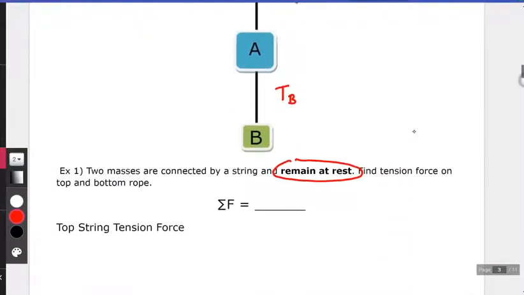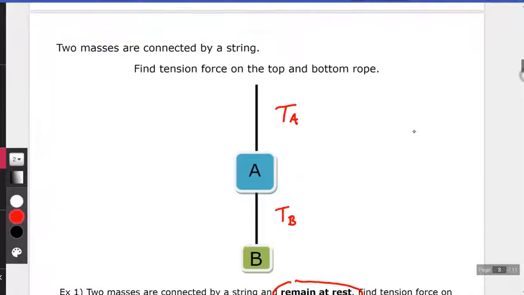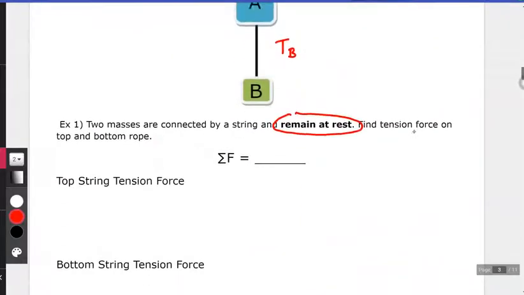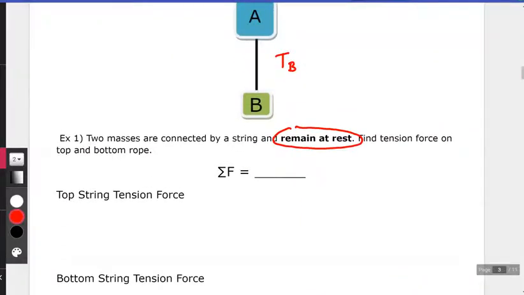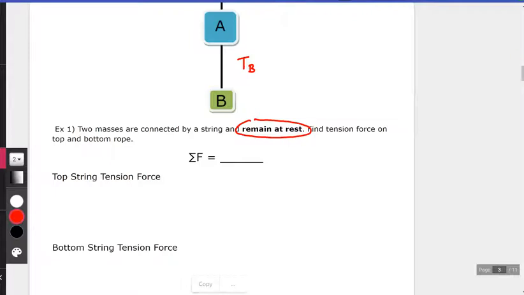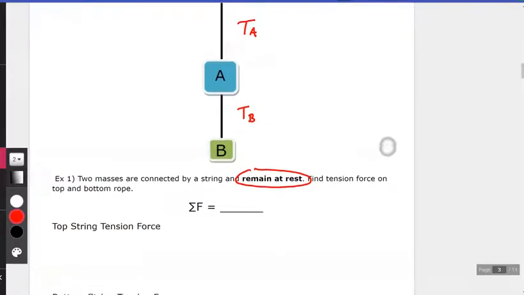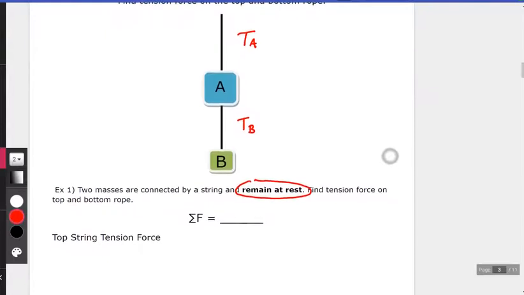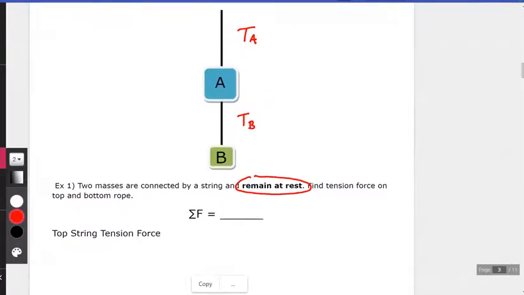Find the tension on the top and bottom. So let's make this smaller. Now you're going to see a new method, a method you haven't seen before. All right, find the top tension. Well, it's really convenient sometimes.